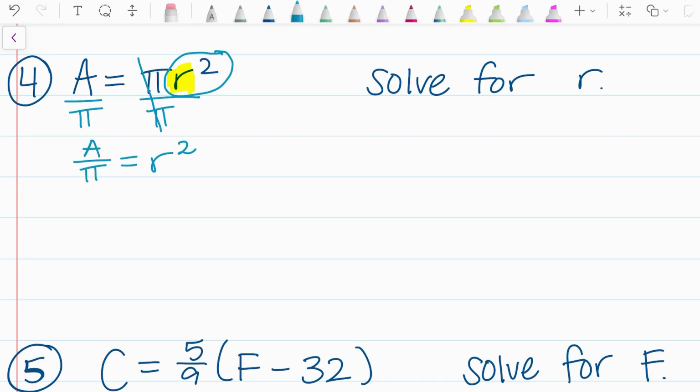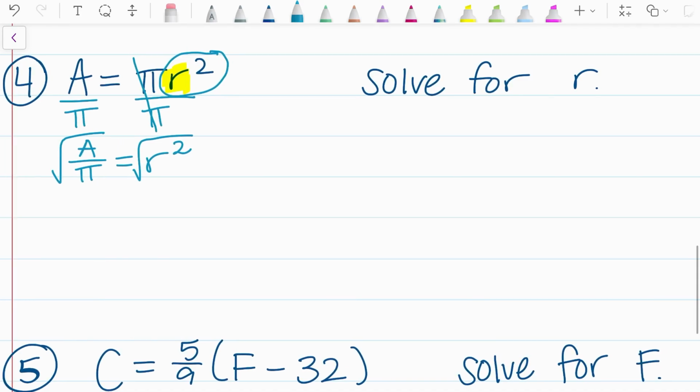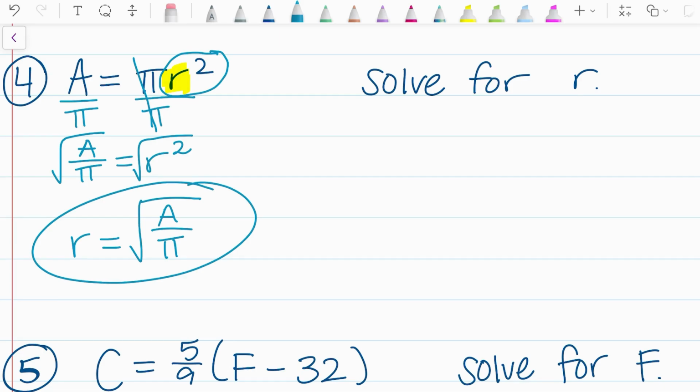The inverse operation for squaring is square rooting, so I'm going to square root this side and square root this side. And I now have, and we can even rewrite the r over here if we'd like to, r equals the square root of A over pi. And that is the answer. So we're just rearranging the formula. We're not solving for a value.